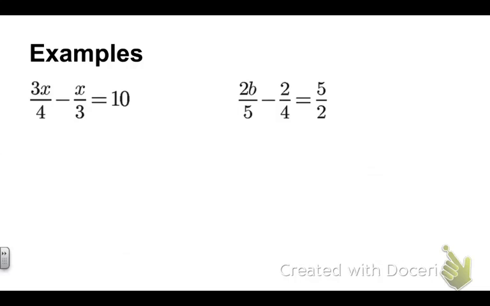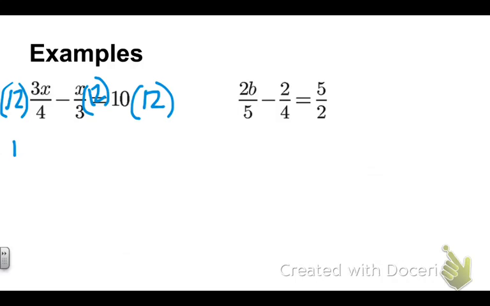So what I need to do is multiply everything by 12. I need to multiply all terms by 12. So I need to multiply, and this is going to get a little crazy here, this by 12, this by 12, and this by 12. All right? So what you essentially have, let's see if I can write it a little bit neater here.